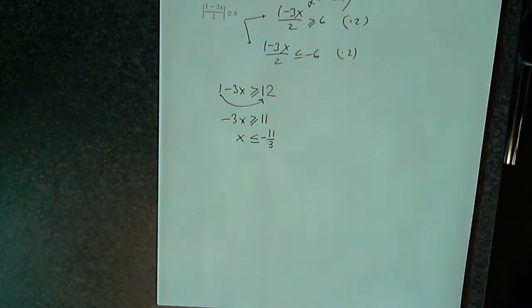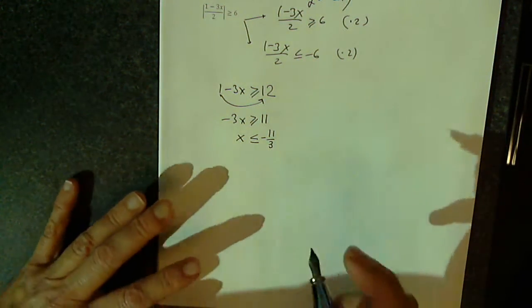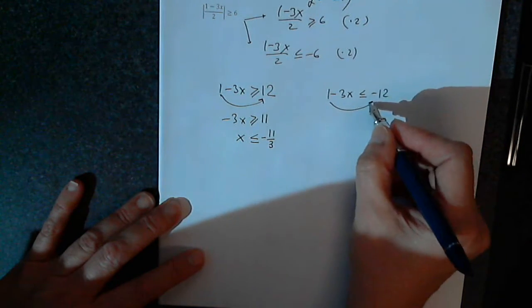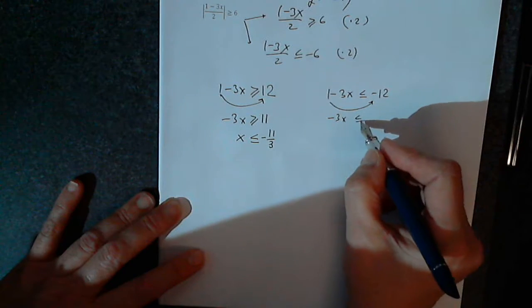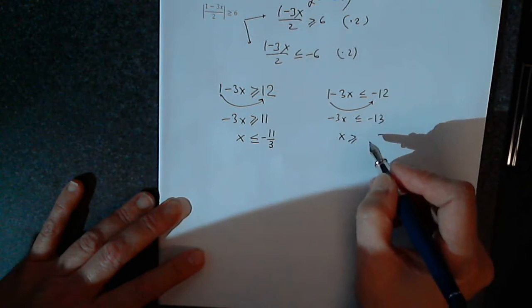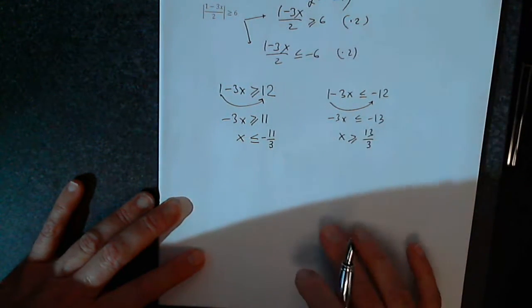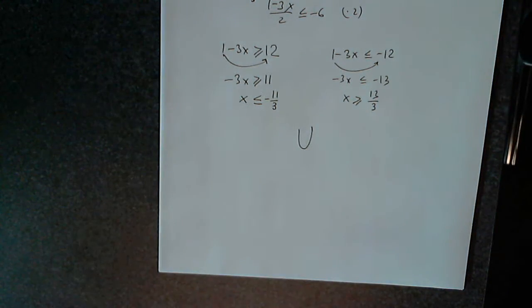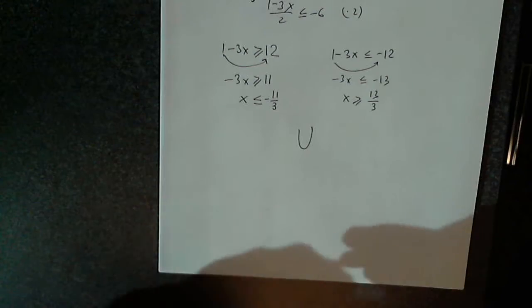Do we agree with this? Yes. Okay. Now, the other one was 1 minus 3x less than or equal to negative 12. Of course, I subtract 1. And now it becomes greater than or equal to 13 thirds. We already know that this is the most difficult one of the two. And I have to have the union inside.